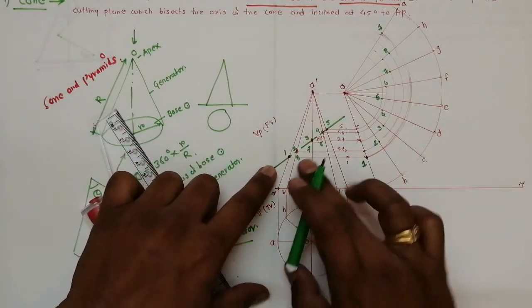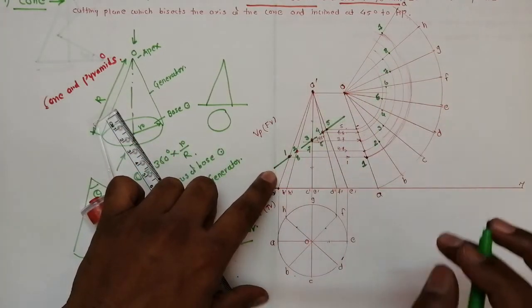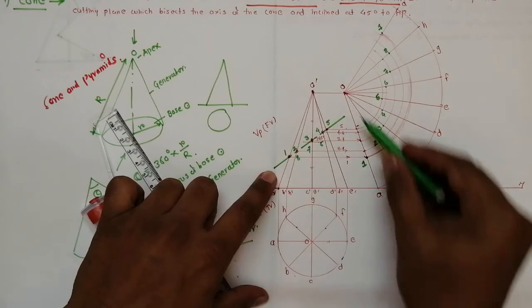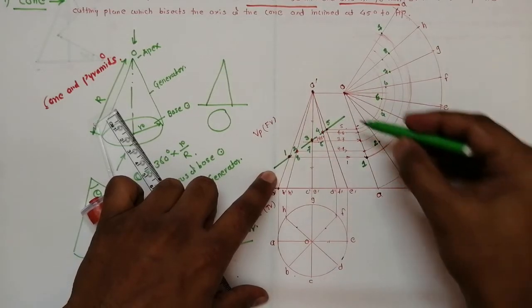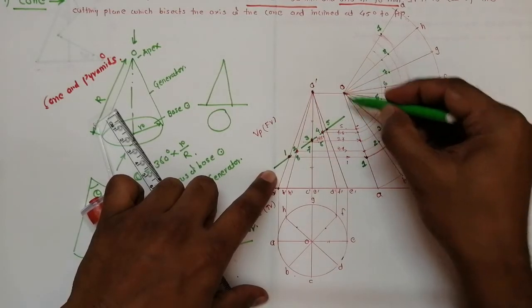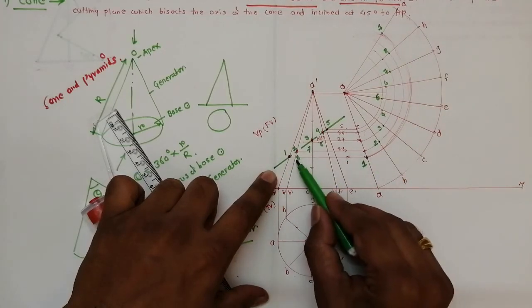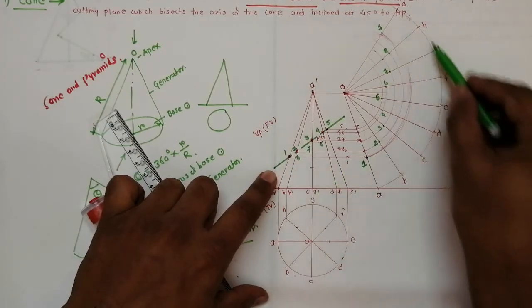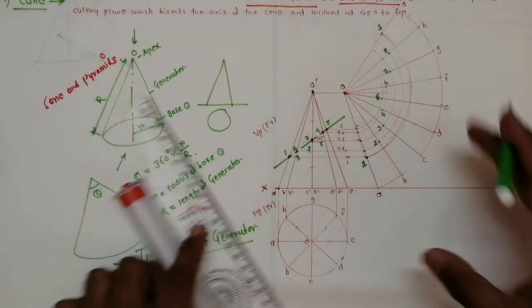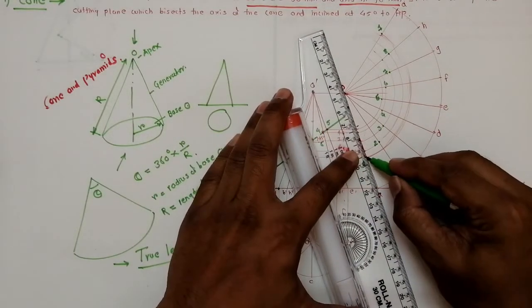How have we marked the intersections? First we have marked the intersections according to the number of edges. Then we have transferred those intersections onto the true length of the generator. We have taken the center O and that intersection as a radius. We have drawn the arcs, and then we have transferred the intersections onto the respective generators. Now we have to join these points.